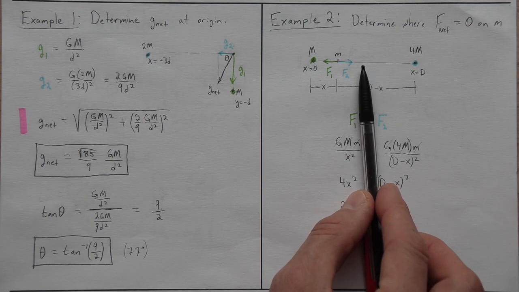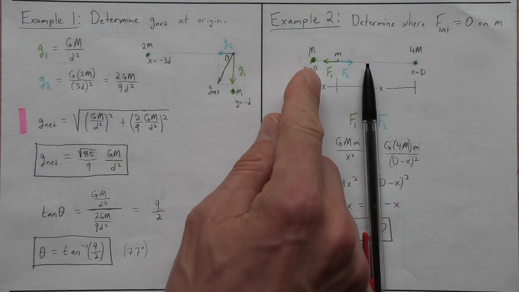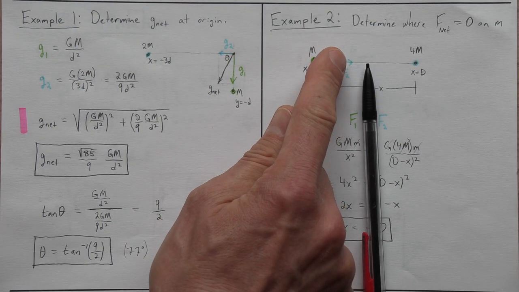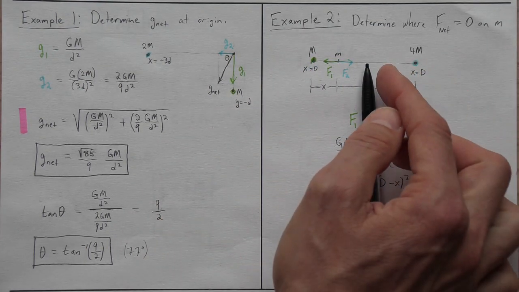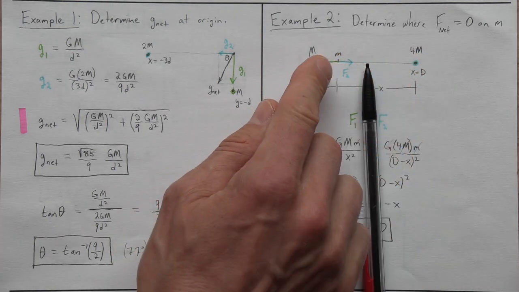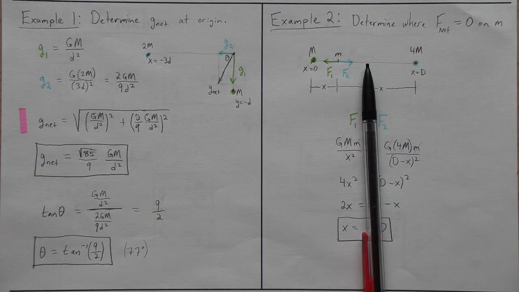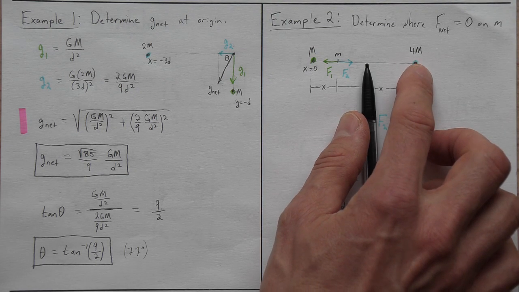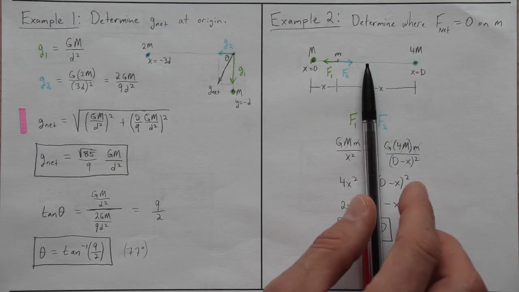If I put it right here in the middle, little m, this smaller mass would always create a smaller attraction than this bigger mass would create. So this little m would accelerate to the right. So what I have to do is move it to a place where the force caused by this gets weaker and the force caused by this gets stronger.